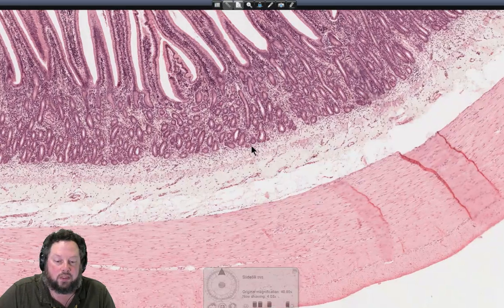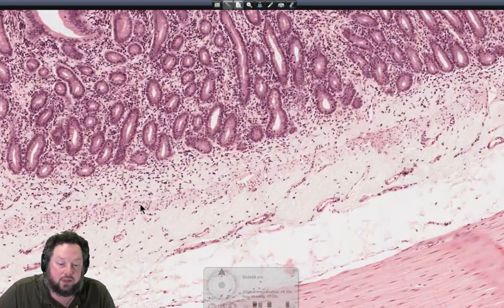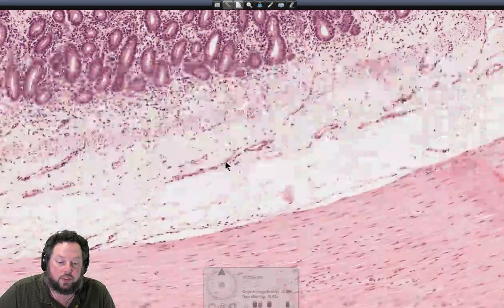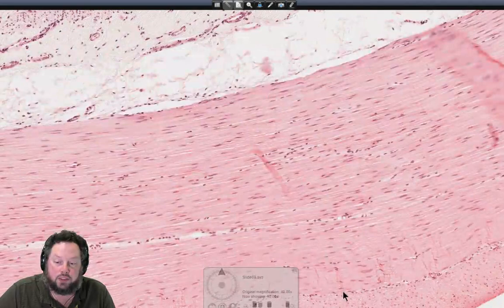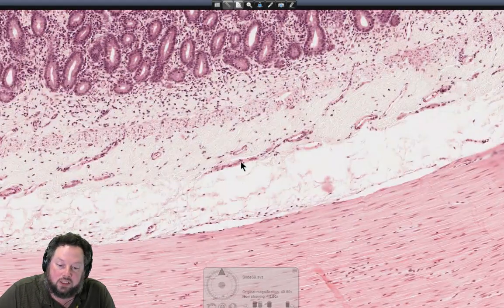I forgot to mention the muscularis mucosae. That's just here. So here's our lamina propria. Here's our muscularis mucosae. So all of these are components of the mucosa. Here we have the submucosa, and then we've got the muscularis. You can see some of these cells here.